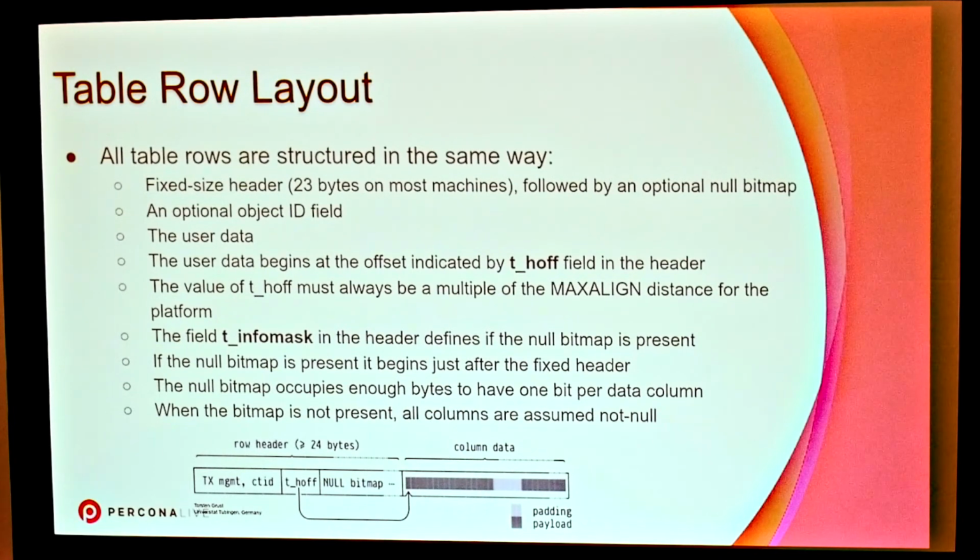Okay, now inside of the row. So the row itself also has its own organization. It has a header and the data itself. So we have at least 24 bytes inside of the header, because it depends if we have many null columns inside of the table. Postgres uses a bitmap.